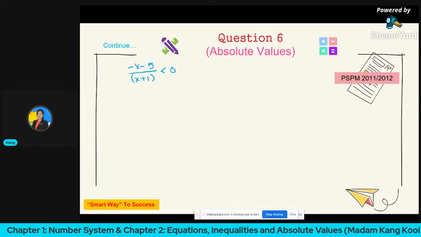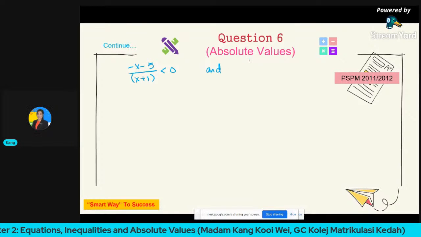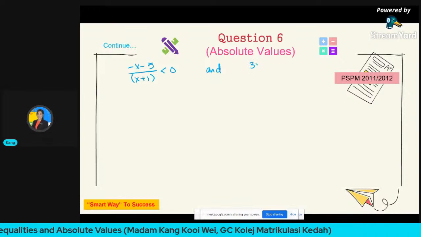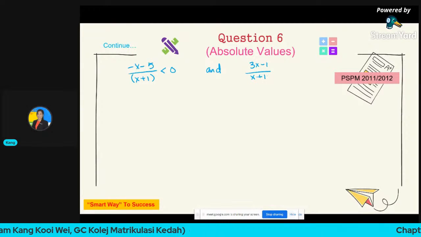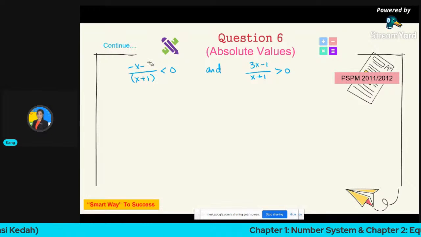less than 0. And remember, we need to write down the inequality sign in between because we will use it for our final answer. x plus 1 greater than 0. Now, is it already in the simplest form? So class, what is our next step?